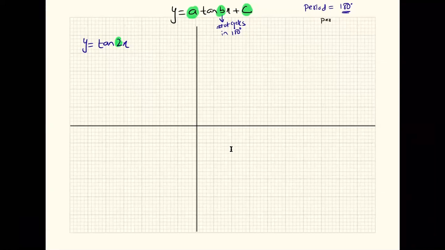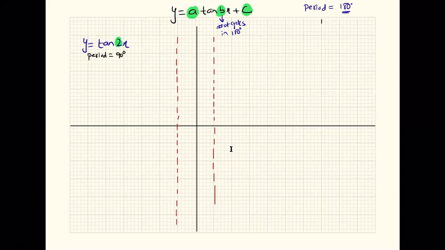The period for this graph is now 90 degree, 180 divided by b. So the asymptotes are going to lie at 45 and minus 45 instead of 90 and minus 90. So this is negative 45, this is 45, giving you a gap of 90 degree. ठीक है, ये 90 डिग्री का पीरियड आ जाएगा.